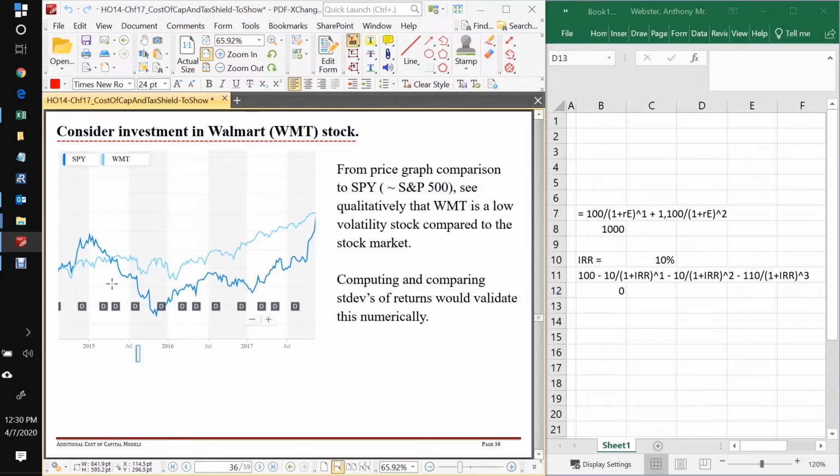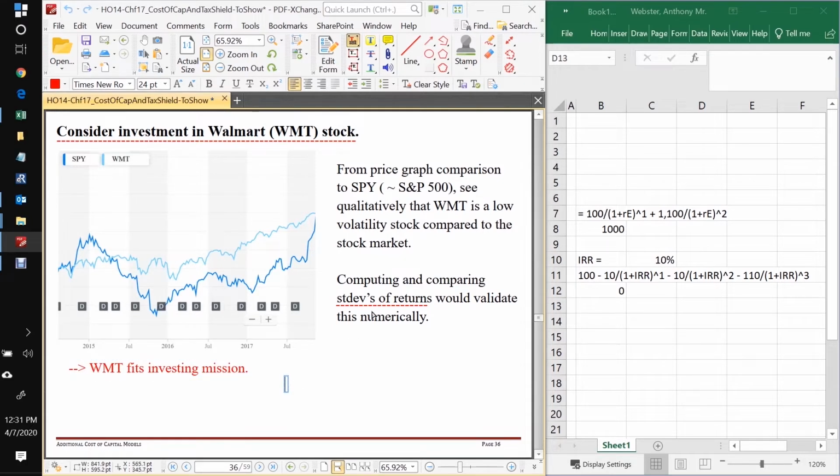Okay, and they've got a graph of the price of the SPY ETF that follows the S&P 500 in dark blue, and a graph of the price of Walmart in light blue. And just looking at this without having to do 30 years worth of returns and getting standard deviations or values at risk or anything like that, you can clearly see that Walmart is much less volatile than the S&P 500. And if you were at all concerned about that, you could go ahead and compare standard deviations of returns or value at risk or something like that, and that would confirm this. Okay, so clearly Walmart does fit our investing mission, right?